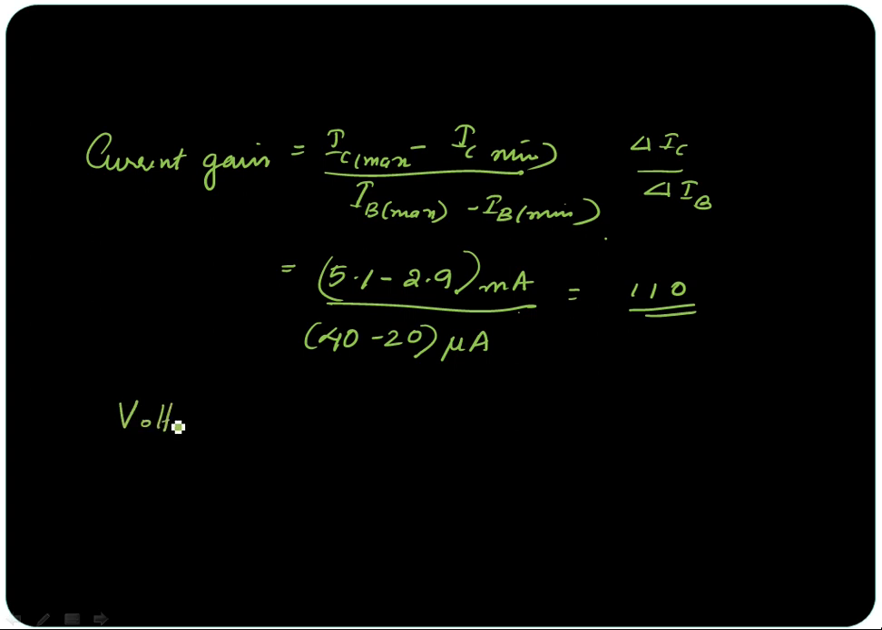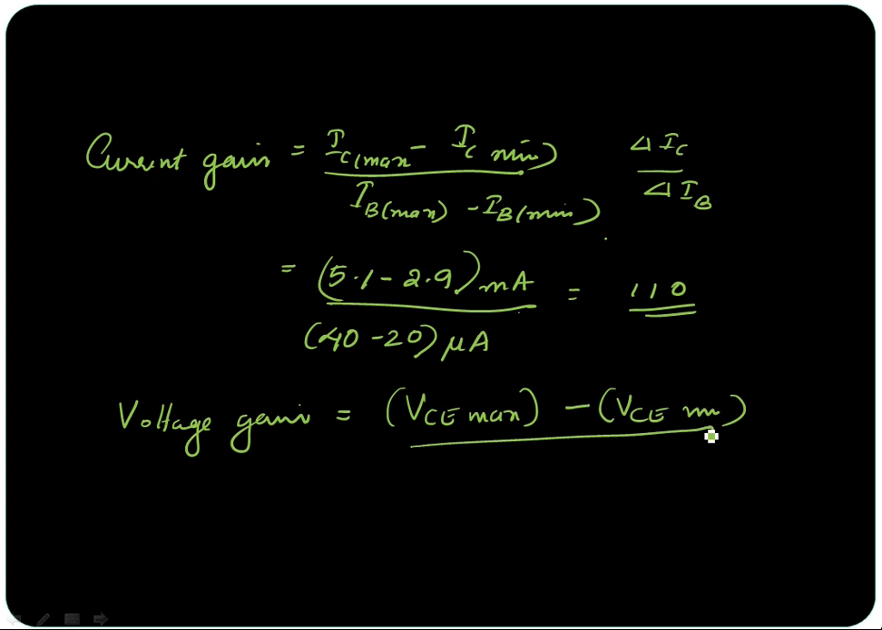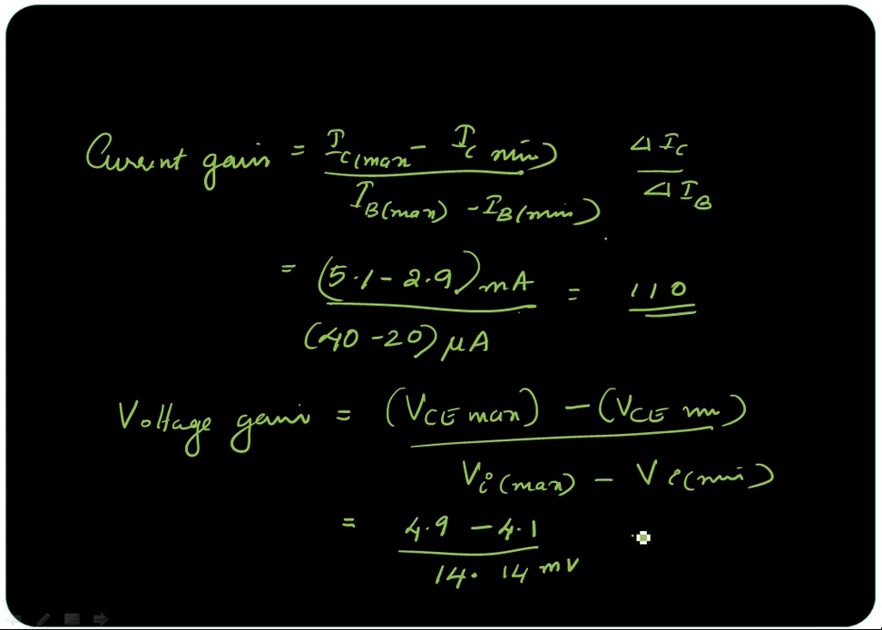What about the voltage gain? That will be VCE max output minus VCE min divided by, what is the input? VI maximum value of input minus the minimum value of input. So finally you substitute, what is the VCE max? It's 4.9 minus 4.1 divided by, what is the peak to peak variation of the input? 14.14 millivolt. You get it as 56.58.